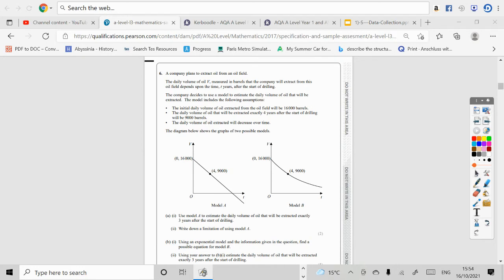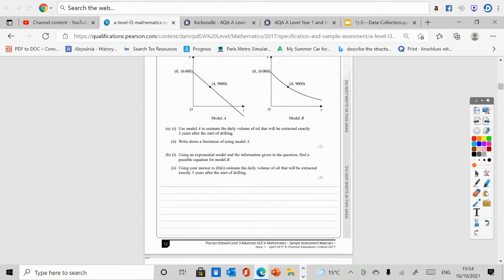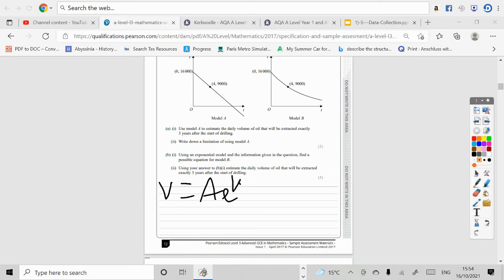Part B, part 1. Using an exponential model and the information given in the question, find a possible equation for model B. Okay, so part B. Let's get my calculator again. So we know from our work with exponentials and logarithms that a e to the kt is the form that we use all the time, without a doubt. So we have the 16,000 will be equal to a e to the k multiplied by 0, which will be equal to a.